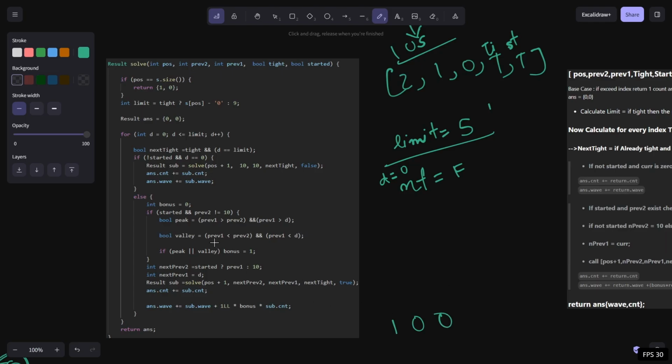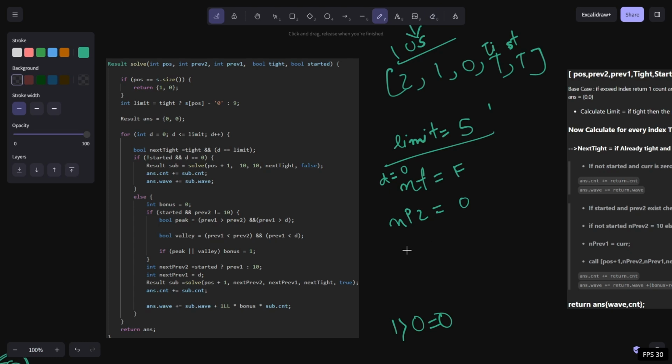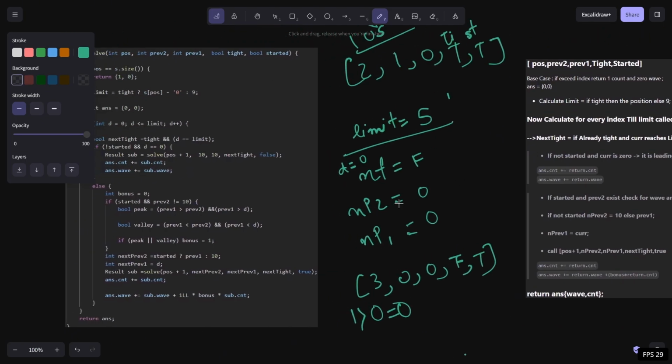So we haven't got any peak or valley, because this is greater than or equal to, so we skip the if statement. Previous two becomes current previous one, because it's already started. Current previous one is 0, so it becomes 0, and previous one becomes current, that is 0. We are going to call this from the next index with 0, 0 and false, next state is false. But it already started, so it's going to call 300 false from the else block. Okay, so keep it in mind.